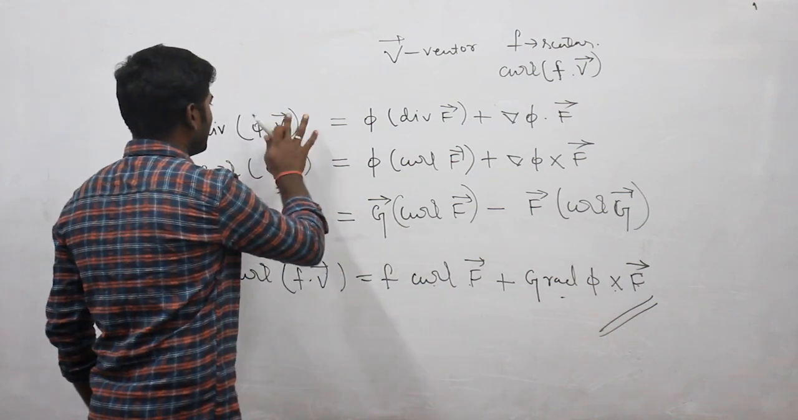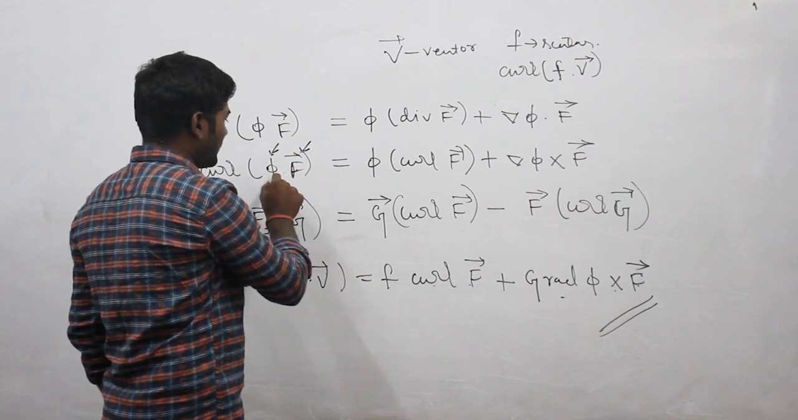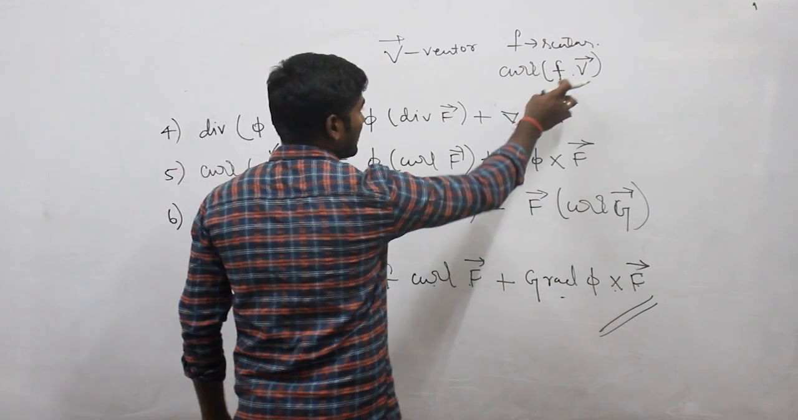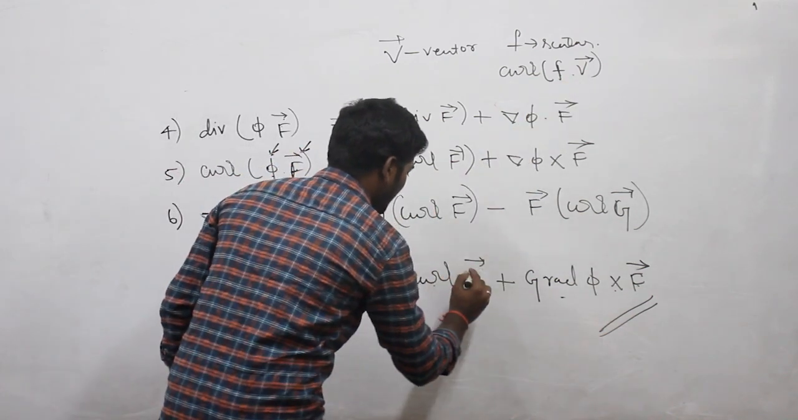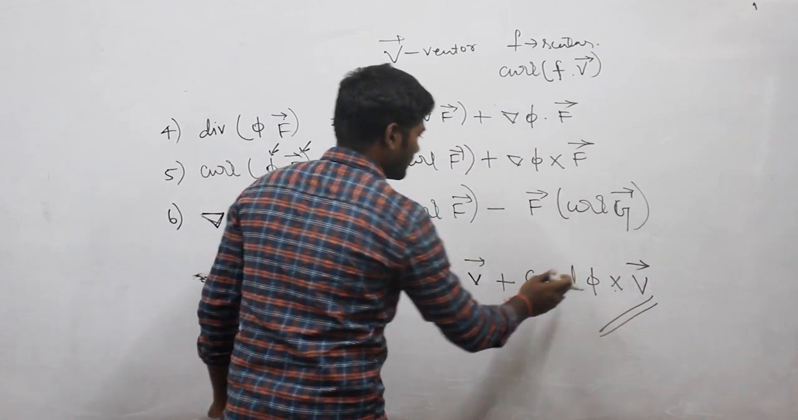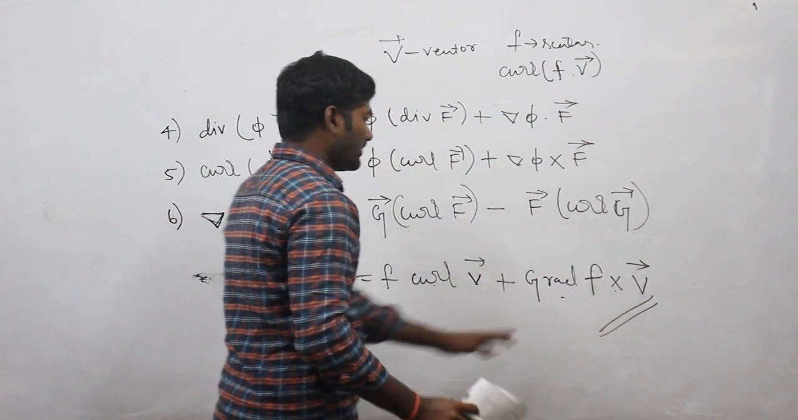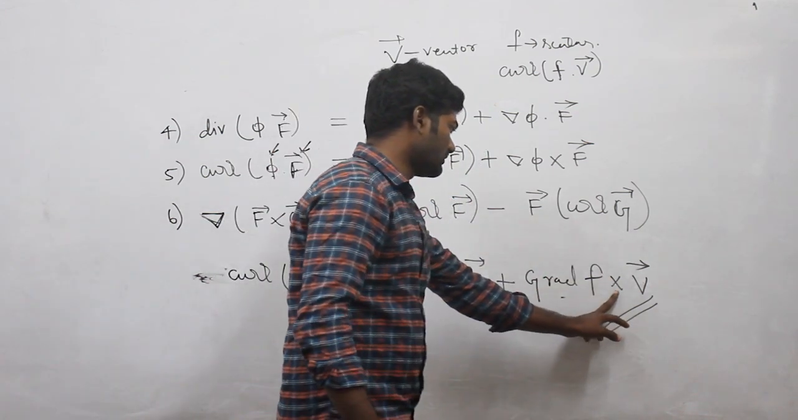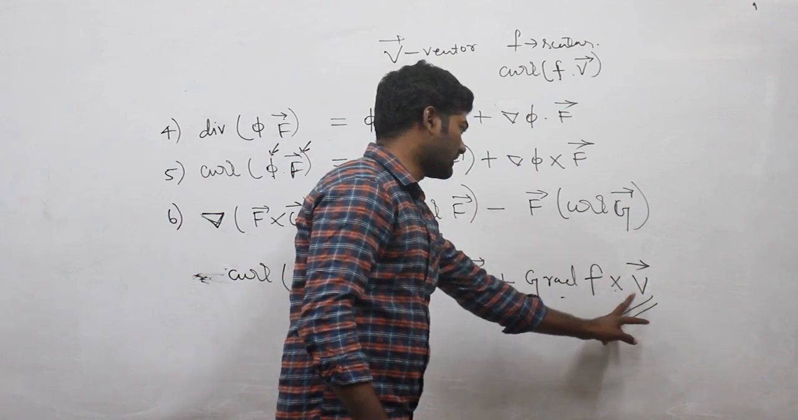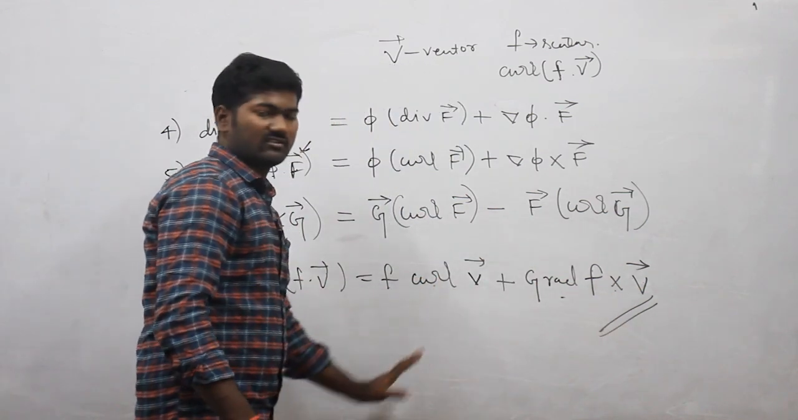So it is f, capital F. F means vector function, pi means scalar function. But here instead of f they have given v, just to substitute v. So pi ku badala small f. So grad of f cross v vector plus f into curl of v vector. This is the right option.